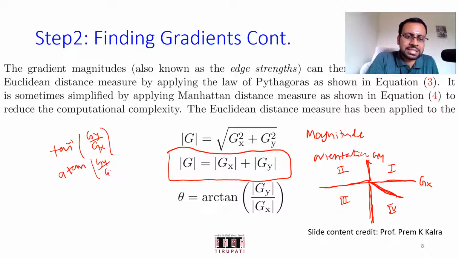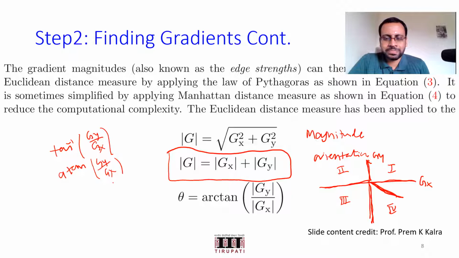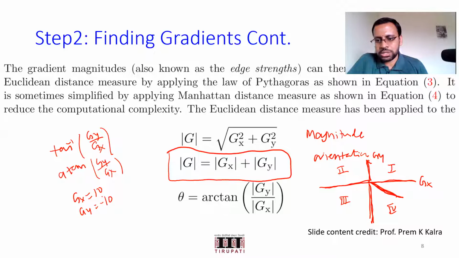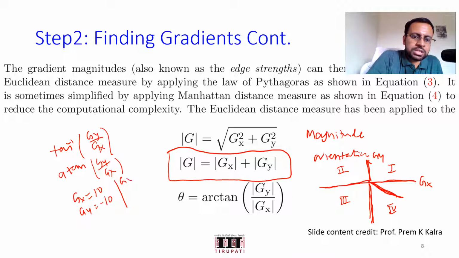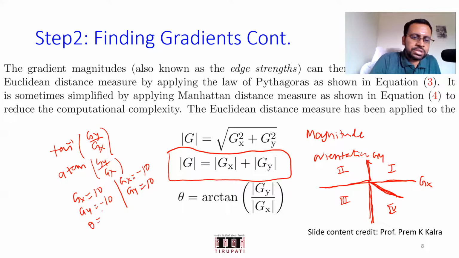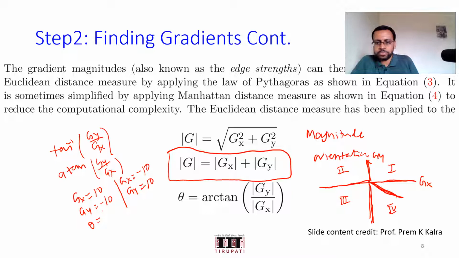Will this give me the angle in all four quadrants? Or is there any issue with that? Suppose my gx equal to 10, gy equal to minus 10. I have another case where my gx equal to minus 10 and gy equal to 10. Now, by just looking at here, tell me what is the theta value here? Gx equal to 10 and gy equal to minus 10. What is the theta value? Minus 45 degrees. Correct.